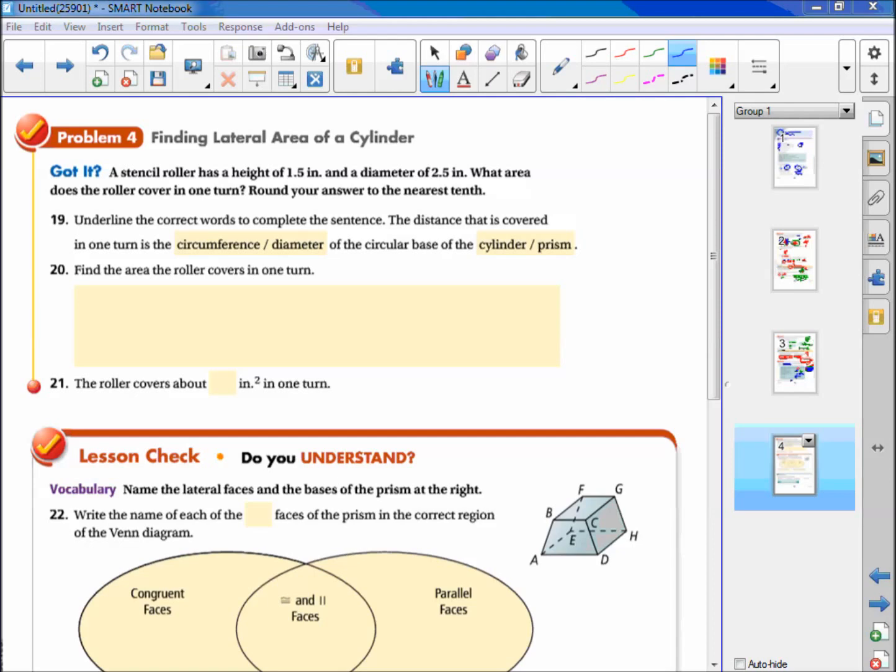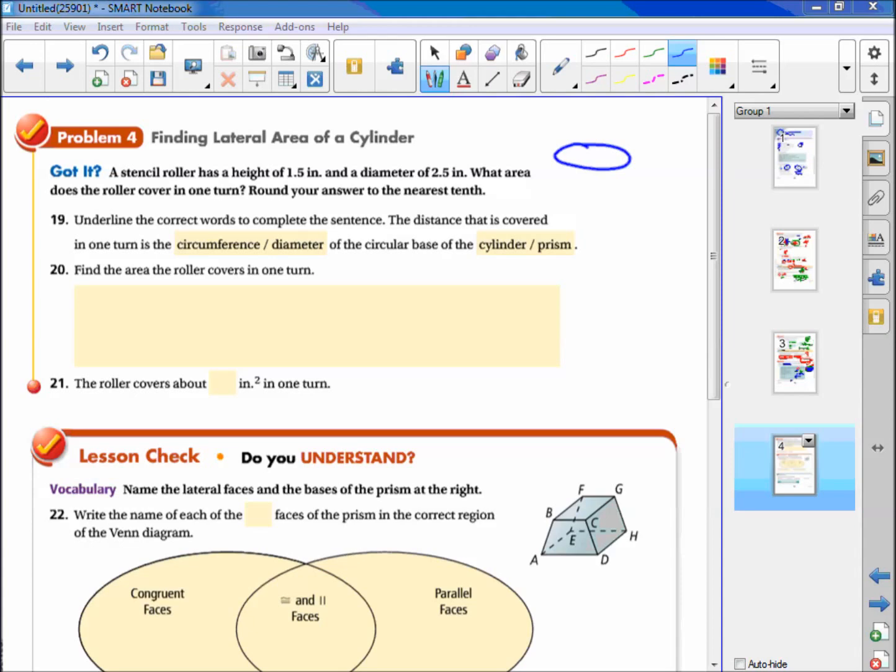Problem number 4, finding the lateral area of a cylinder. So a stencil roller has a height of 1.5 inches and a diameter of 2.5 inches. Okay, so a stencil roller is just a cylinder, okay? And it has a handle attached to it, and you roll along the cylinder and it leaves the stencil from whatever was on the edge of the cylinder, okay?